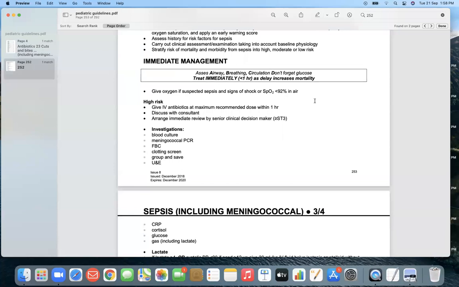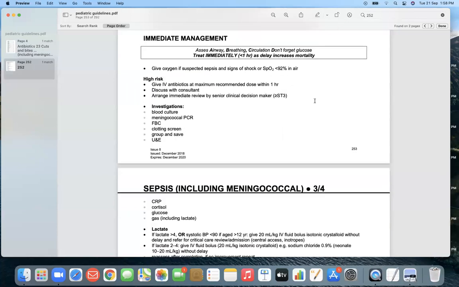So always in these cases where the baby looks toxic, with high grade fever and purpuric rash, assess airway, breathing, circulation, and don't forget glucose. Always a glucose check is very important. A, B, C and glucose check. So here he has made it A, B, C, D: airway, breathing, circulation, don't forget glucose. Treat immediately, in less than 1 hour, as delay increases mortality.